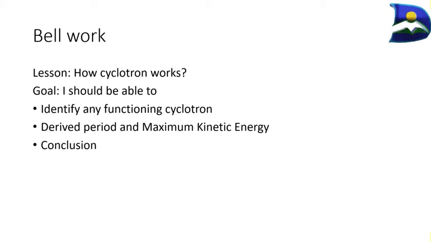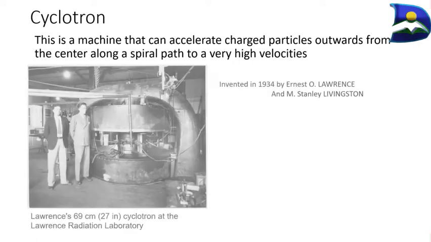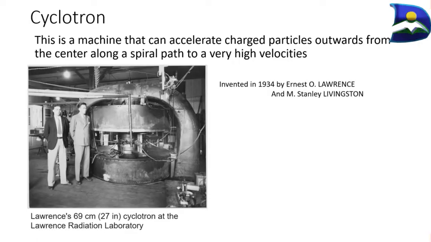So now let's look at what a cyclotron is. A cyclotron is a machine that can accelerate charged particles outwards from the center along a spiral path to a very high velocity, and this was developed, I would say, by two people. One is Ernest O. Lawrence, and the other is M. Stanley Livingston, and these two paved the road for this machine that you see beside them.